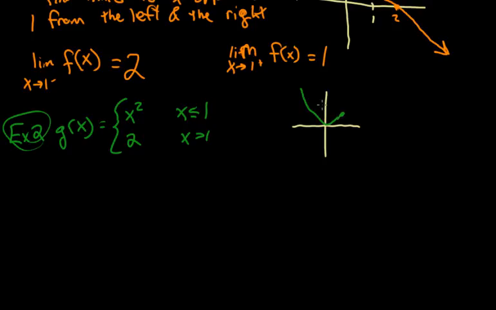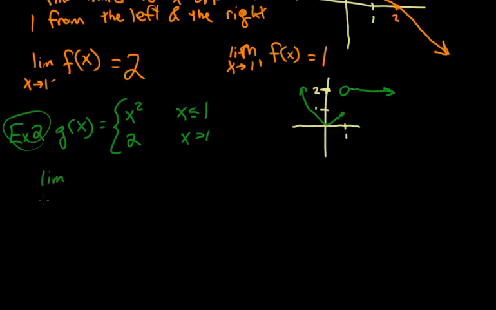So we'll have 1, 1. So this point goes on forever. And then once we have x greater than 1, we have the value 2. So let's say if 1 is right there, 2 would be about right here. And we would have an open circle there because x doesn't actually get to this point. So that would be our graph.